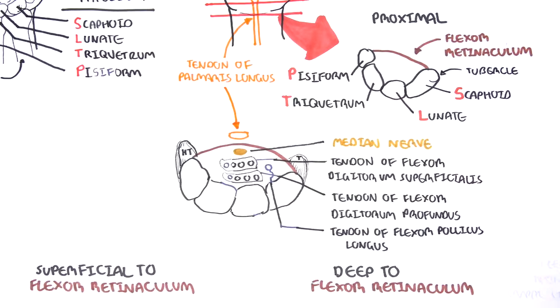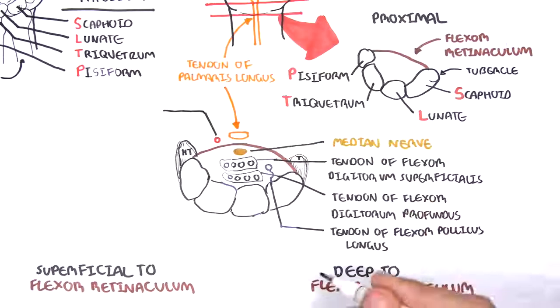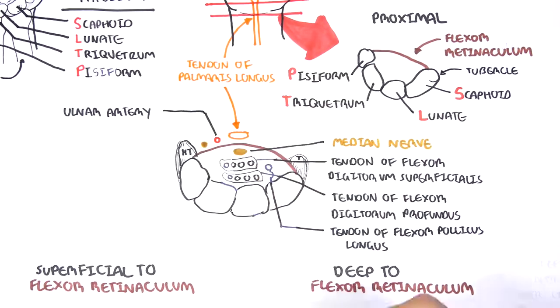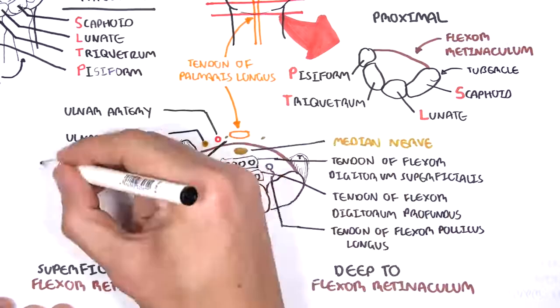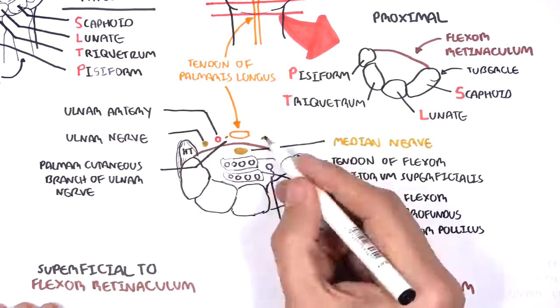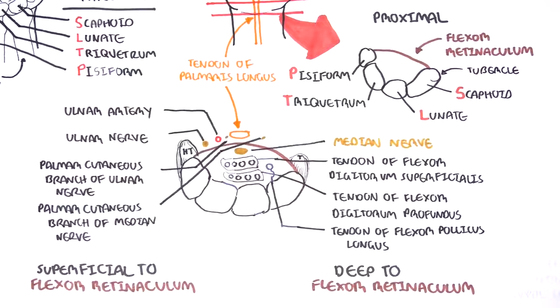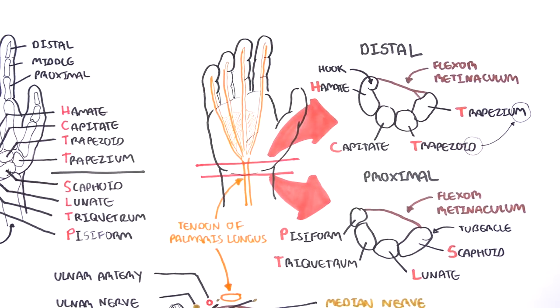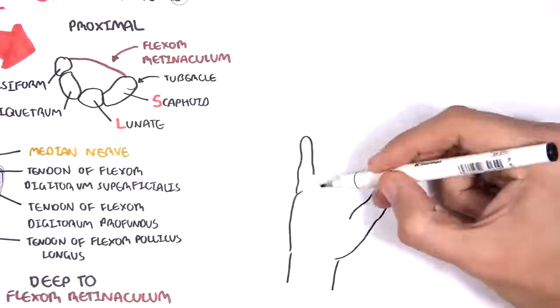Because we are looking at the right hand, the ulnar structures are on the left side, medially. So here is the ulnar artery and the ulnar nerve. The palmar cutaneous branch of the ulnar nerve and the palmar cutaneous branch of the median nerve can also be found on the other side.